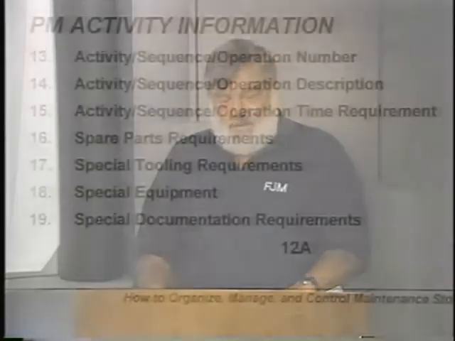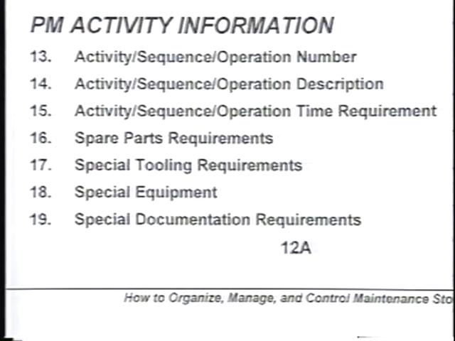When we get into the second major portion, we're talking about the PM activity, and that's all of the work requirements. And here again, when we talk about the individual sequence or operation numbers, we're addressing the first operation or sequence number 1 as preparation. And again, that's an integral part of the storeroom responsibility. And when we get into the items identified as 16 are the spare parts, 17 the special tools, 18 special equipment, and 19 special documentation.